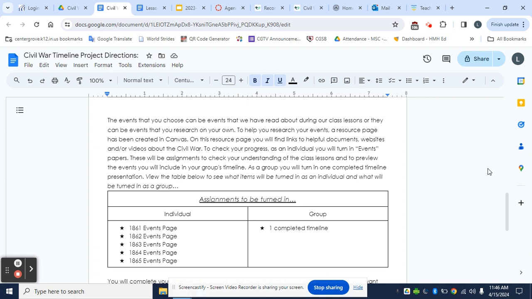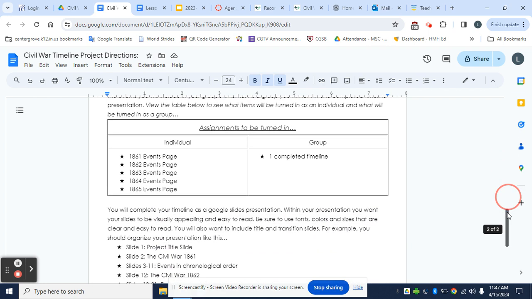To check your progress as an individual, you will turn in events papers. These will be assignments to check your understanding of the class lessons and to preview the events you will include in your group's timeline. As a group, you will turn in one completed timeline presentation. I also created another table so that you can see what you are doing as an individual and what your group is doing.